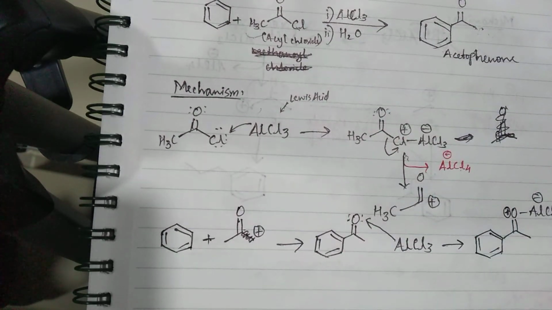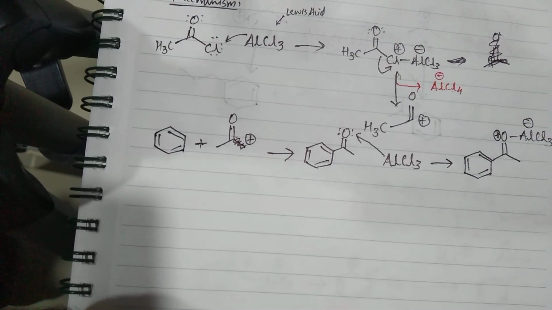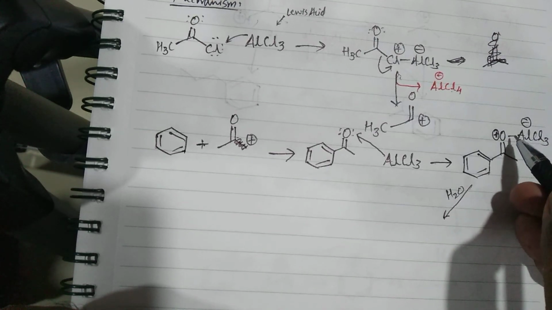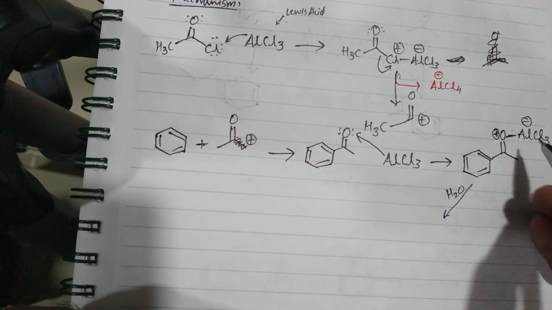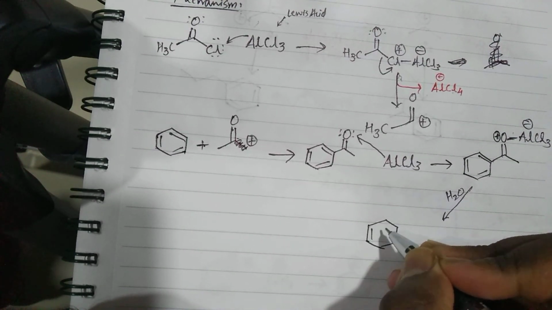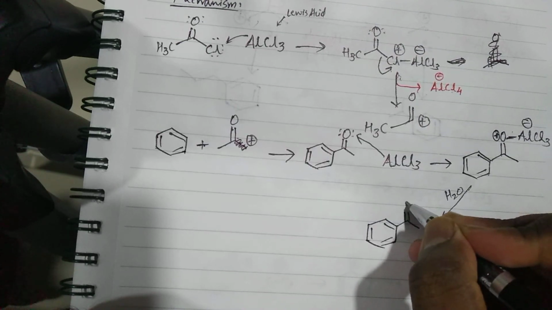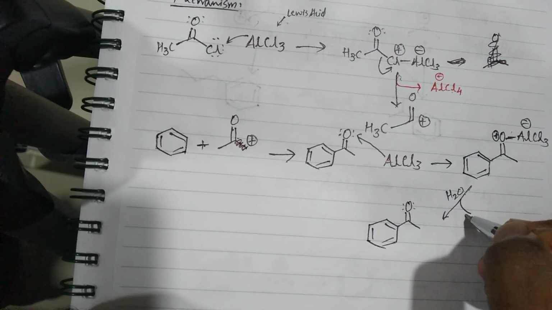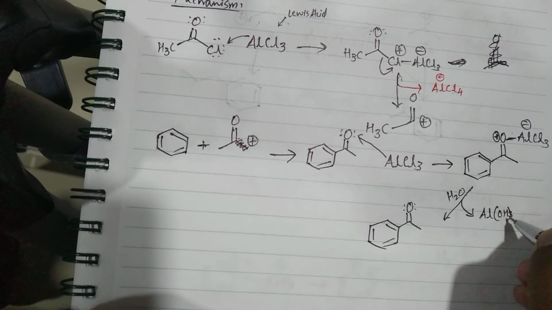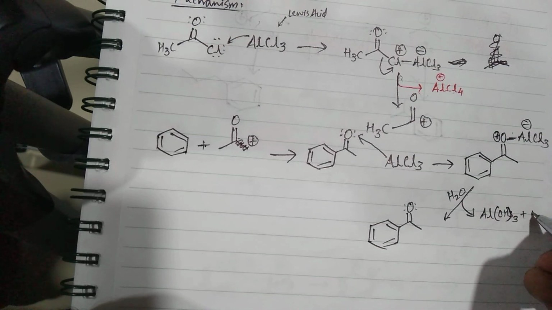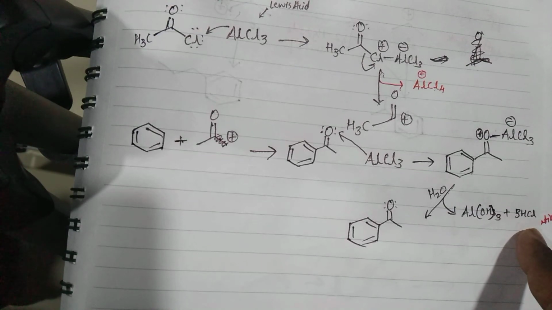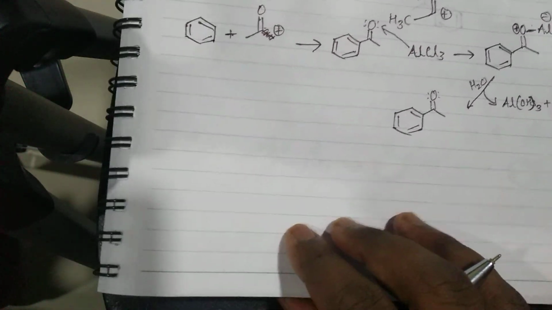So we add water here. When you add water, the aluminum will sever its bonds from the acyl compound, and you will essentially get acetophenone straight away. Now what is the outcome of this? You will have aluminum hydroxide plus 3 times HCl. Aluminum hydroxide and 3 times HCl. Now how does this happen? Let's just quickly look at that.